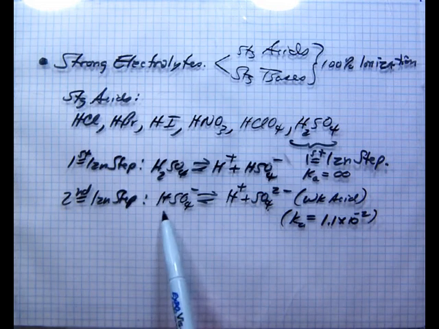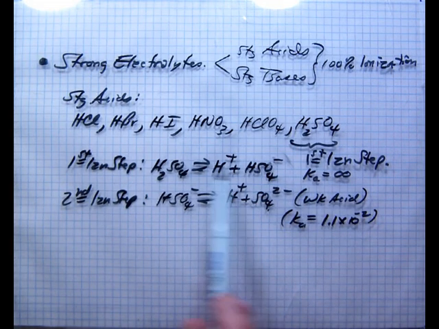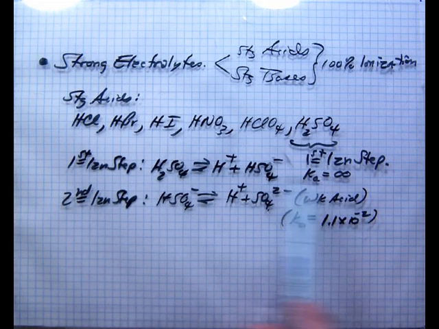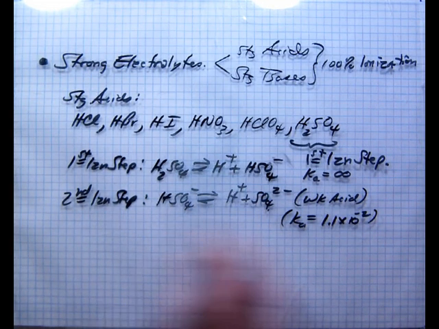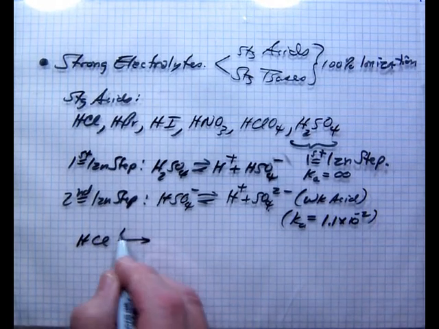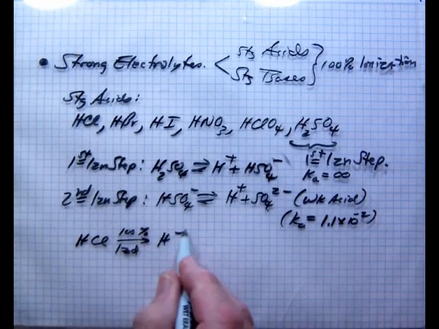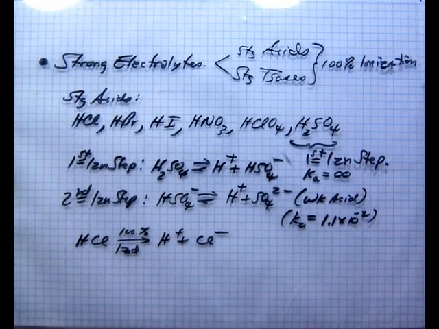The HSO4 minus has a K value of 1.1 times 10 to the minus 2, but this one has an infinite K value. Now, why is it infinity? I'll take just any one of these and show you this idea. HCl, 100% ionized, goes to, say, H plus Cl minus.